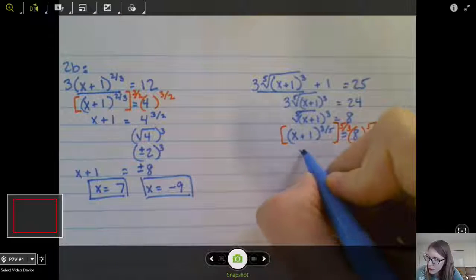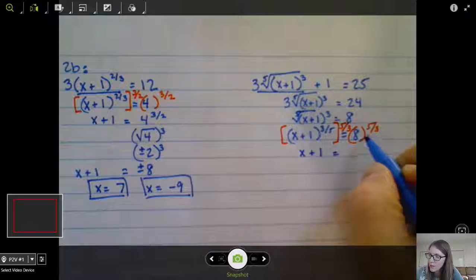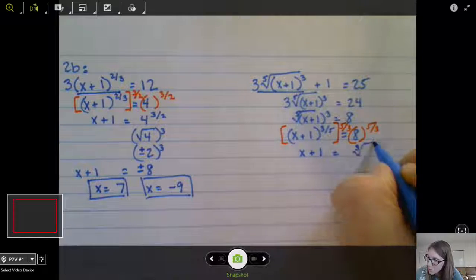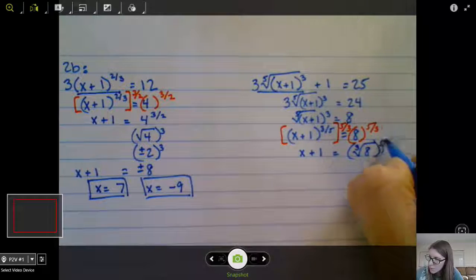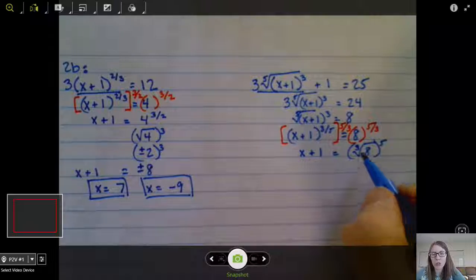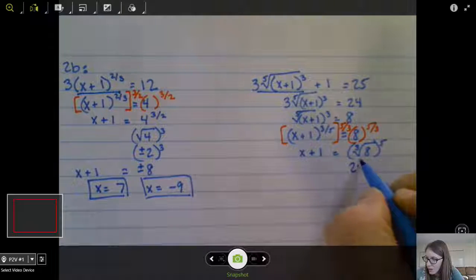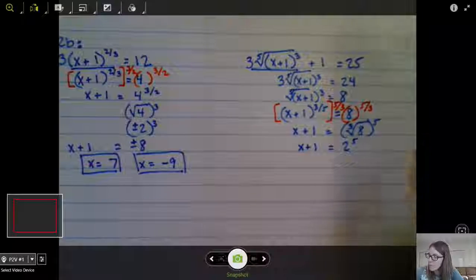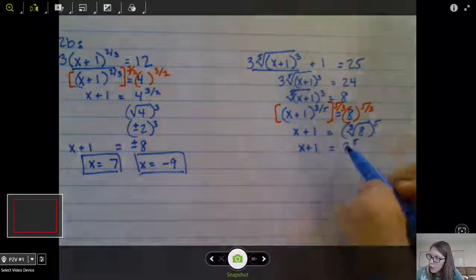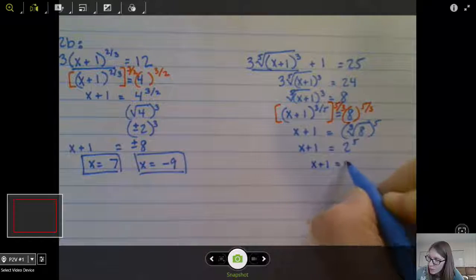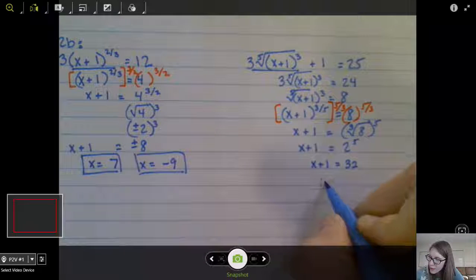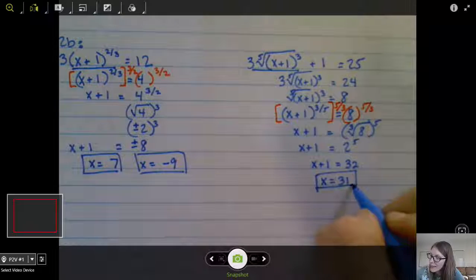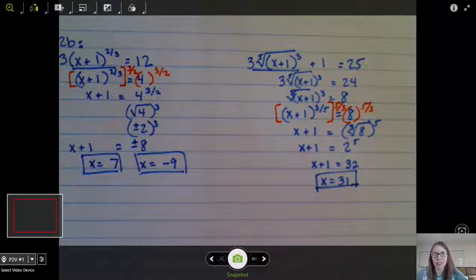So we get x plus 1 equals the cube root of 8 to the 5th. Since this is a cube root, the cube root of 8 is just 2. I don't have to worry about the plus or minus thing because it was an odd root. 2 to the 5th power is 32. Subtract 1 from each side, we get x equals 31. And again, we could check our answer, plug 31 back into our equation and make sure it works.